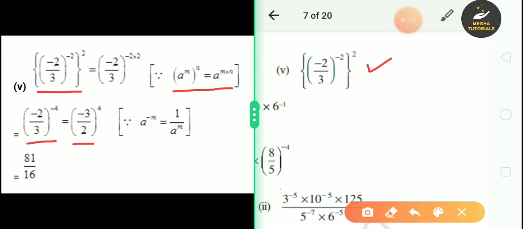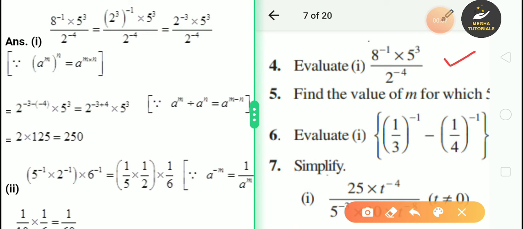Using the law a raised to minus m is equal to 1 upon a raised to m, it means we can take the reciprocal of the base and change the sign of the power. So minus 3 raised to 4 is 81 and 2 raised to 4 is 16, therefore the final answer is 81 upon 16.